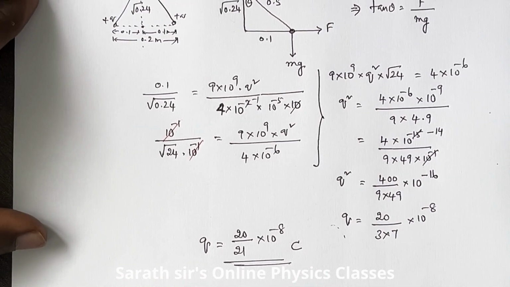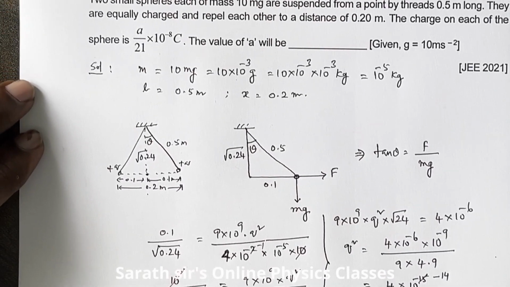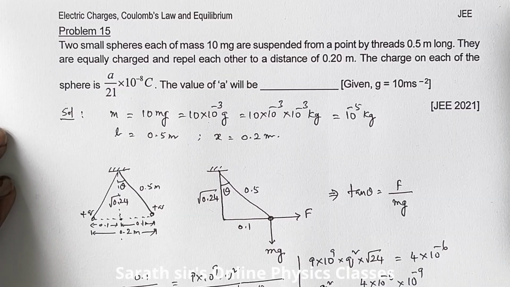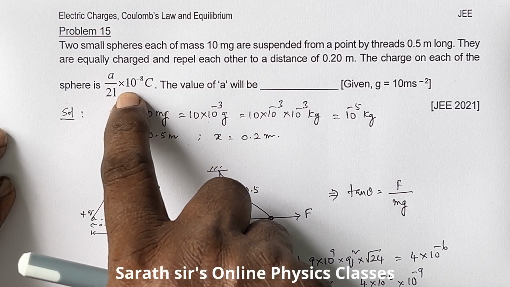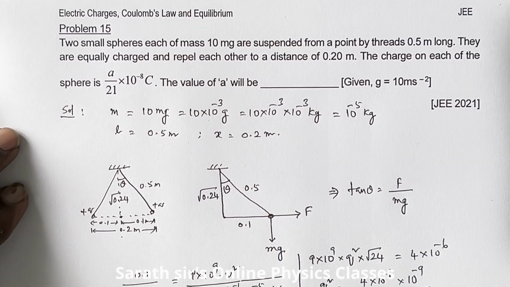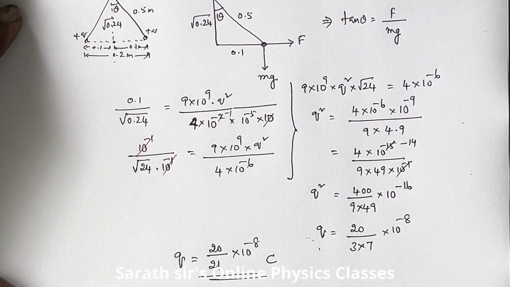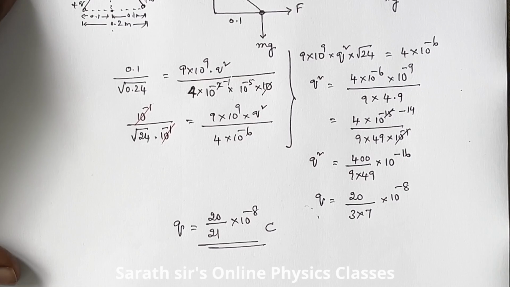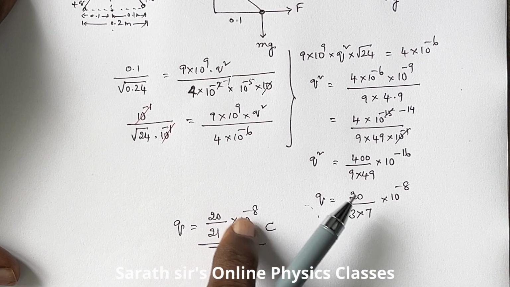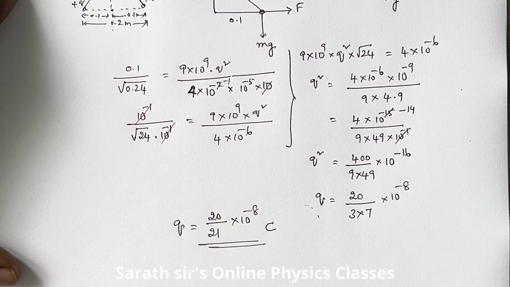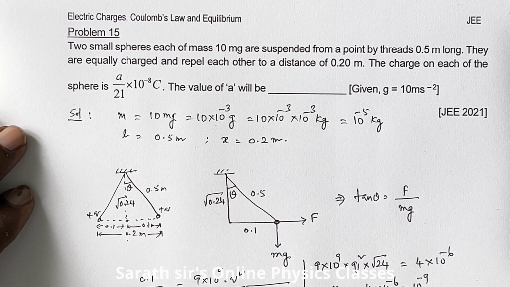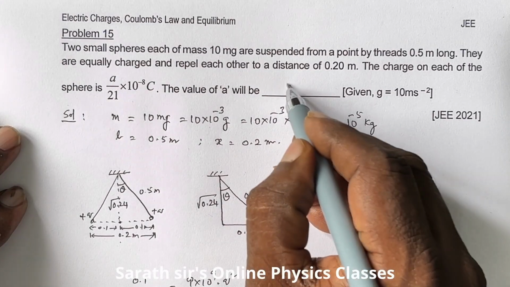Let us go back to the problem. In this problem they have given a by 21 into 10 to the power of minus 8, and the a value they have asked. Here we got the a value as 20. See here, a by 21 into 10 power minus 8, so in the place of a, 20 is there. So our answer is 20. For this problem the answer is 20.